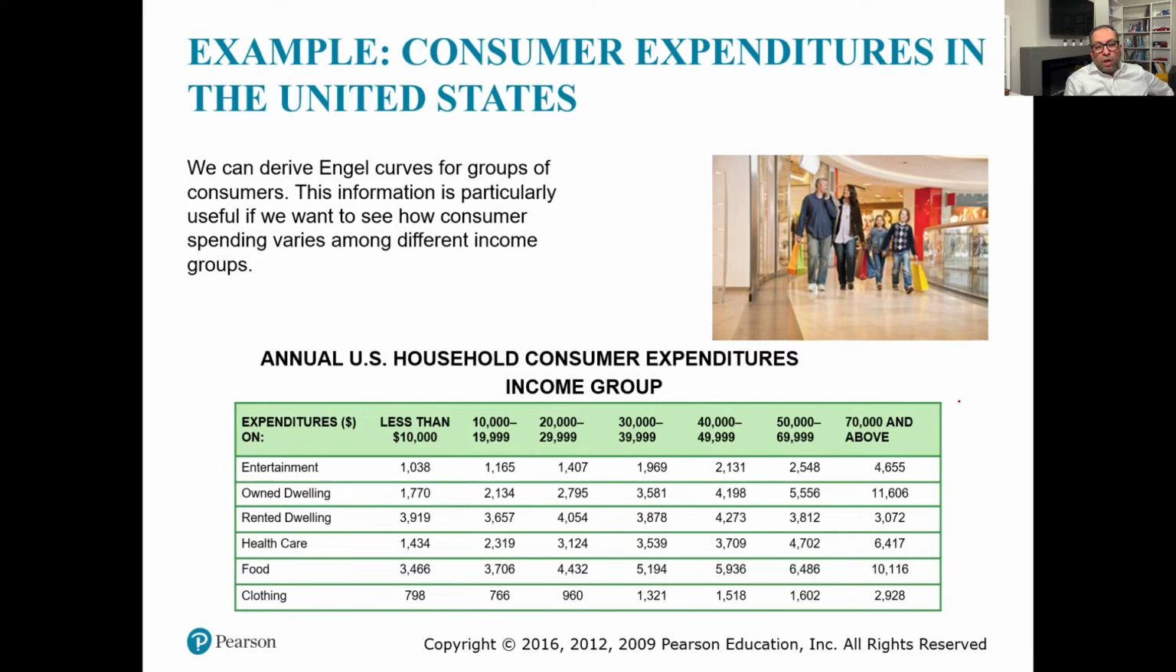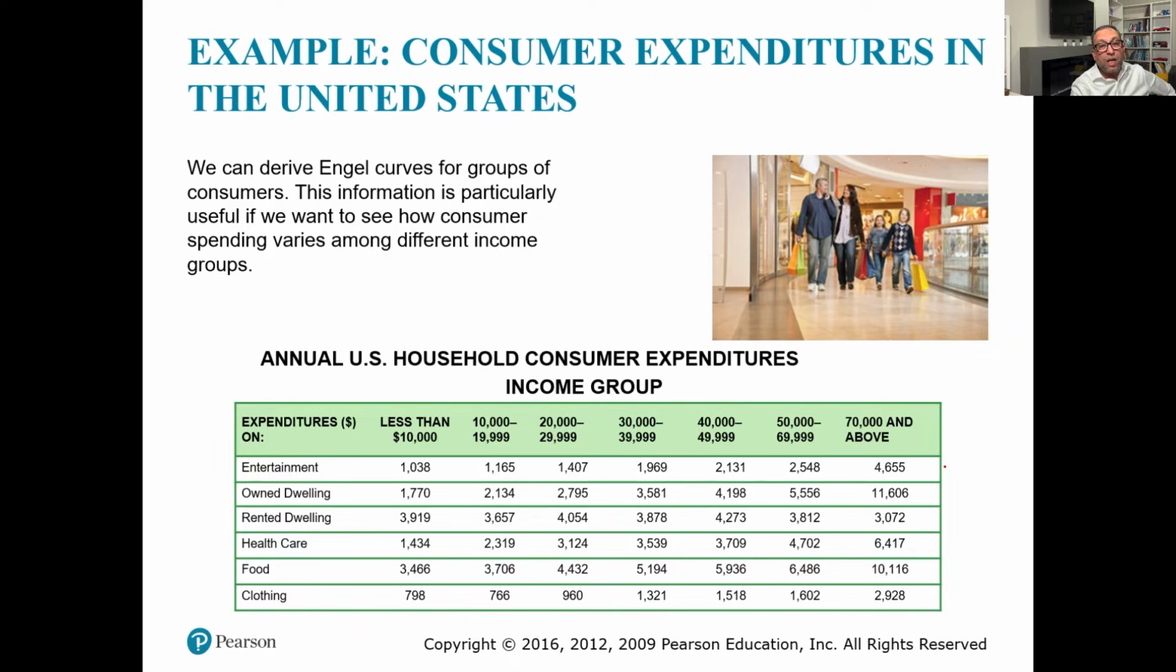And in the top row, there are reported different income level groups, like income less than 10,000, then between 10 and 20,000, and then 20 and 30,000. So we can report, and we see that as the income is increasing from 10 to 20, in the group of 20 and 30 and 40, the consumption on entertainment is increasing. So it means entertainment is a normal good. Similarly, if we see own dwelling, the same happens.